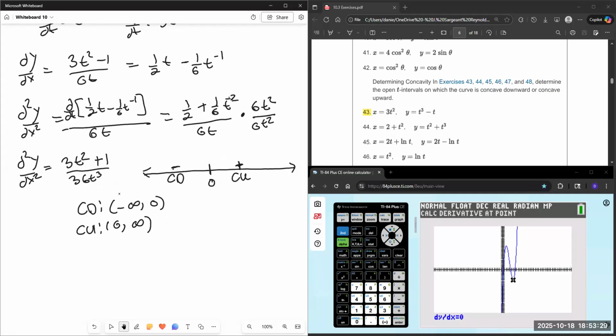I could also express this as being concave down when t is less than 0, and concave up when t is greater than 0, and neither concave up nor concave down when t is equal to 0.